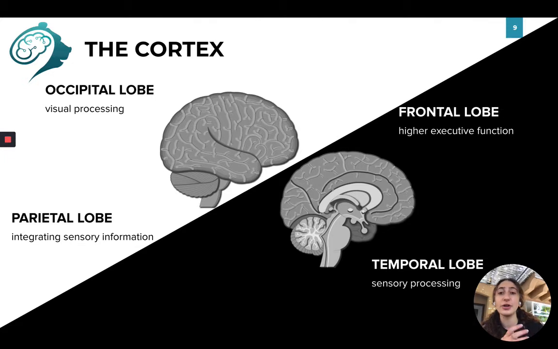Frontal lobe, higher executive function, and that also is composed of the prefrontal cortex, which we assign a lot of complex cognitive processes to. And then we have the temporal lobe, which is responsible for sensory processing. So right about here. And notice that parietal and temporal have similar functions. So again, these functions are distributed among various regions of the brain.